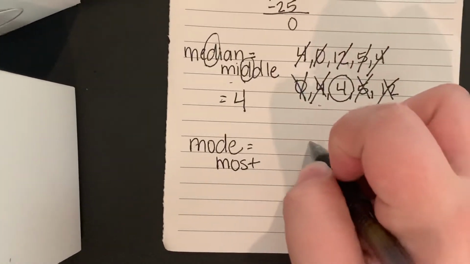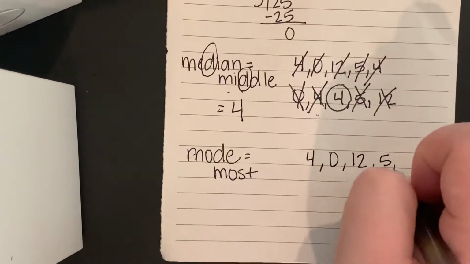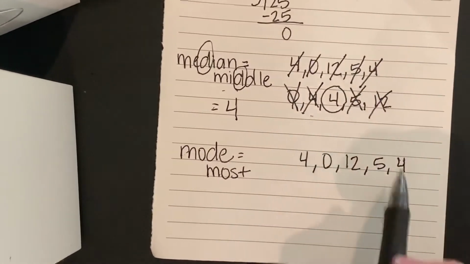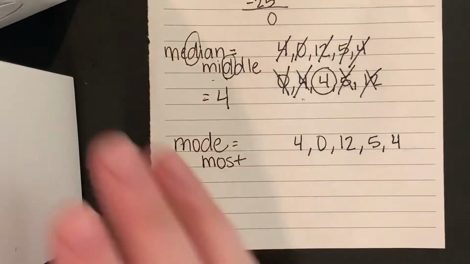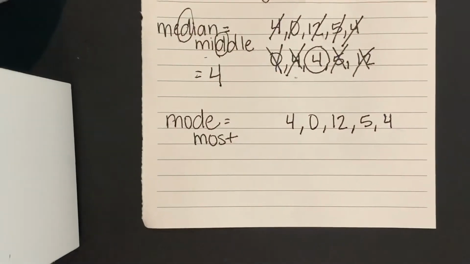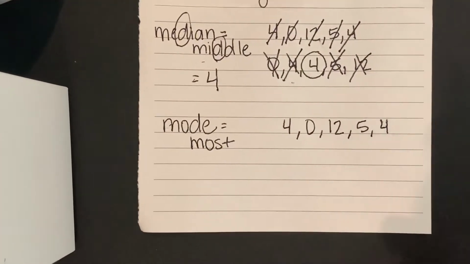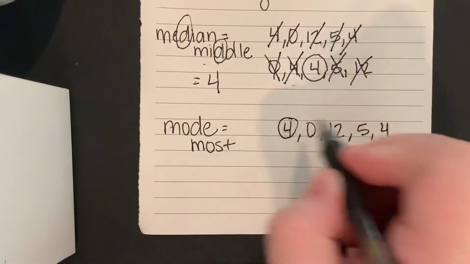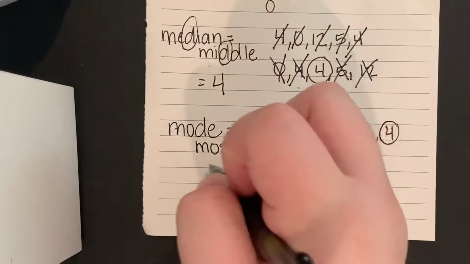So in this set of numbers that we had, we're looking to see if one number appears more than the rest of them, or even 2 numbers. So it's pretty easy to see on this one that out of these numbers, 4 appears twice, and it is the only number that appears more than one time. So 4 is going to be our mode.